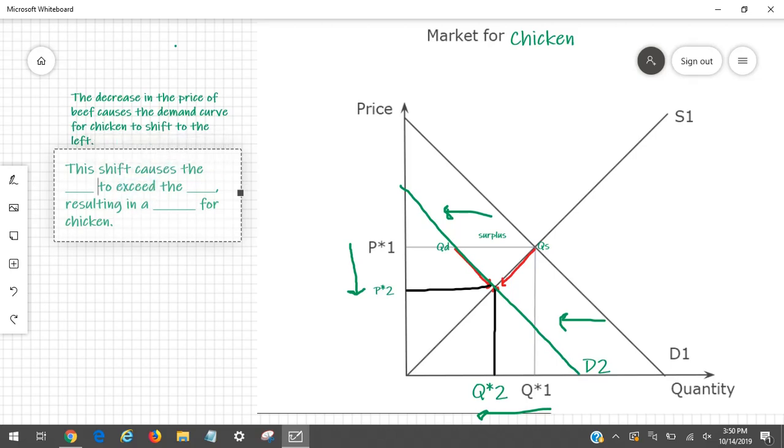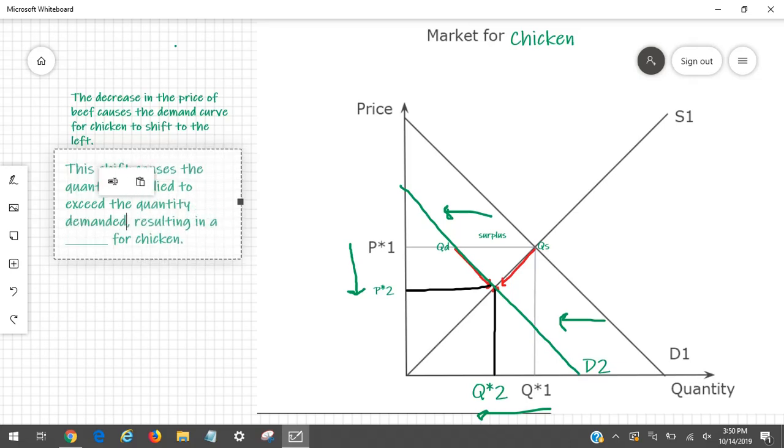So over here I would fill in, this shift causes the quantity supplied, or QS, to exceed the quantity demanded, resulting in a surplus. I guess I should say surplus of, not for. Surplus of chicken. So that would be the second part.